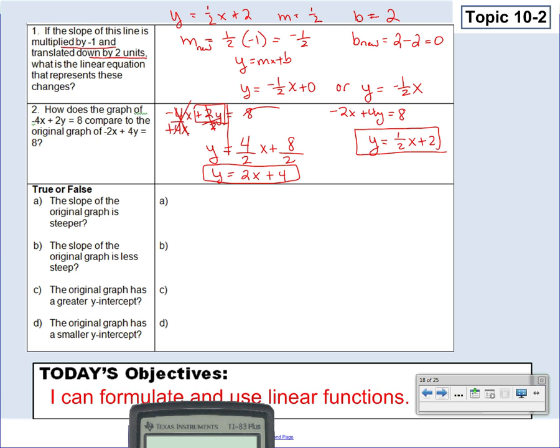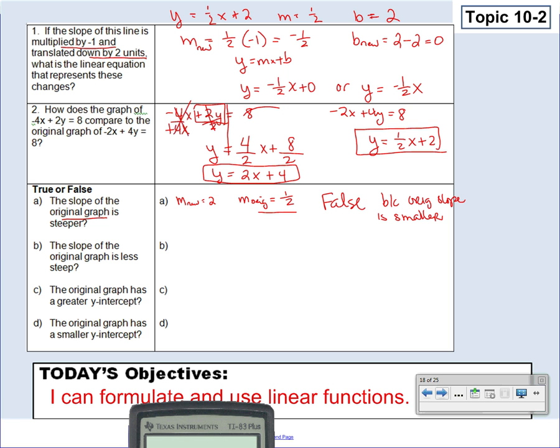So based upon this information, we are now going to answer the questions and see if they're true or false. The slope of the original graph is steeper, so we need to compare slopes. Our new slope is equal to 2. Our original slope is equal to 1/2. To be steeper is the one that has the bigger number. We see that the original slope is less, so this is false, because the original slope is smaller. The bigger your slope is, the steeper the graph.